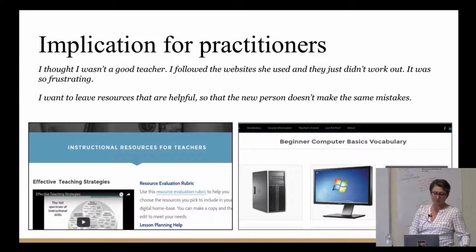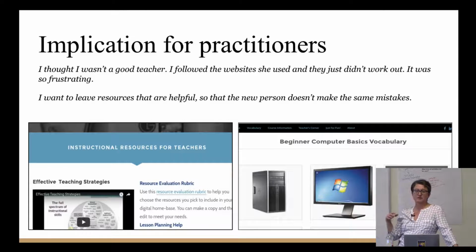So remember from the beginning, design-based research has two goals generally, and one is to solve a local problem, and the other is to contribute knowledge about teaching and learning that can be more broadly applied. And so we have implications for practitioners and then also theoretical implications.